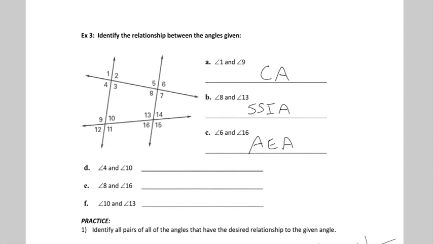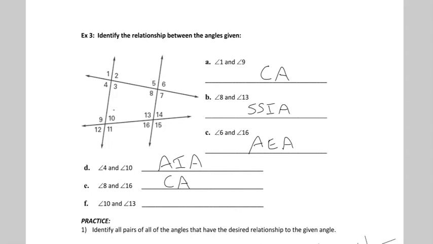The next one, 4 and 10. Here is 4, here is 10. This intersection and this intersection. That doesn't matter. Looks like it's on the interior and it's switching sides. Alternate interior angles. Let's look at 8 and 16. Here's 16, here is 8. That doesn't matter because it's these two intersections. It's bottom left and bottom left. If it's bottom left and bottom left, that's got to be corresponding angles.